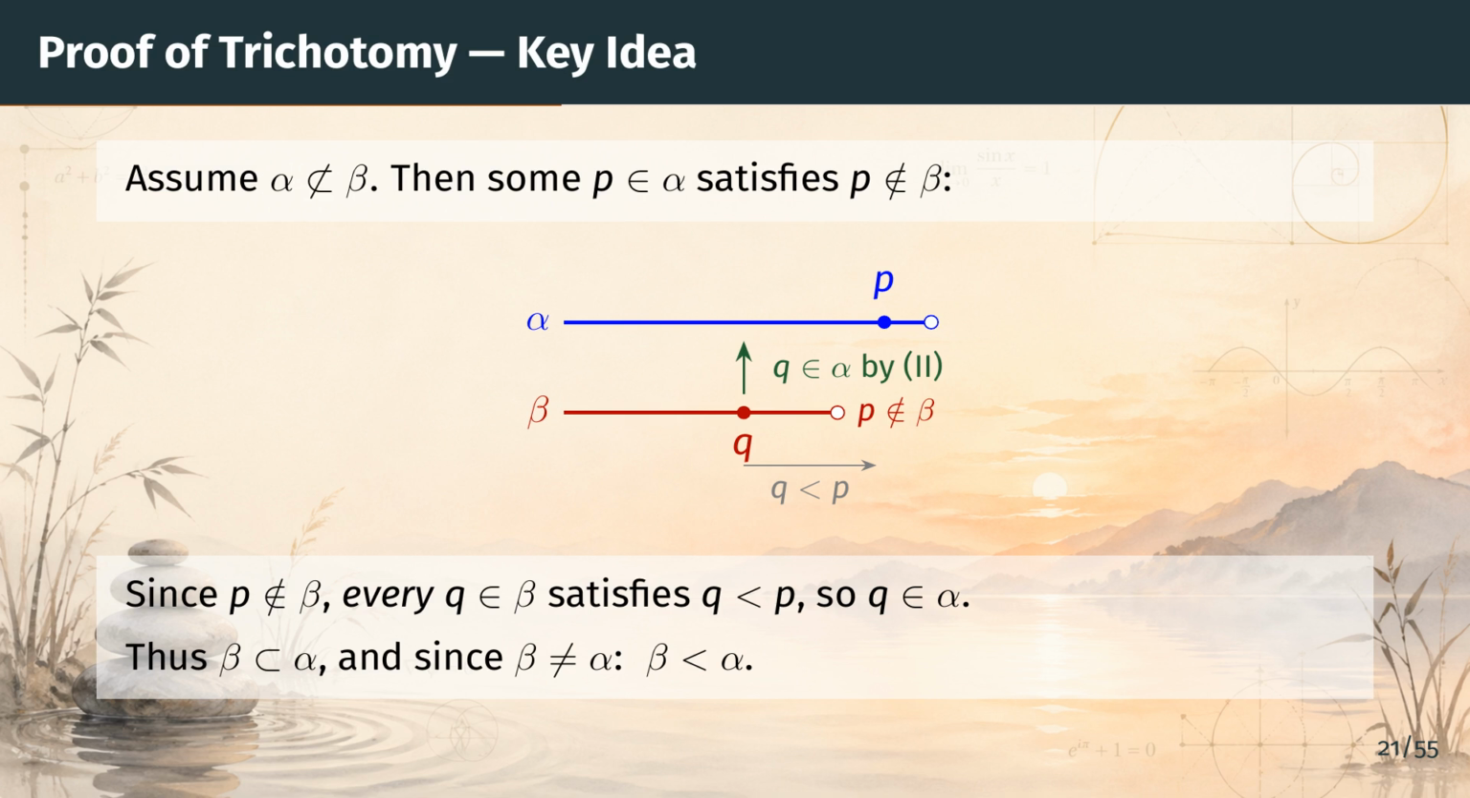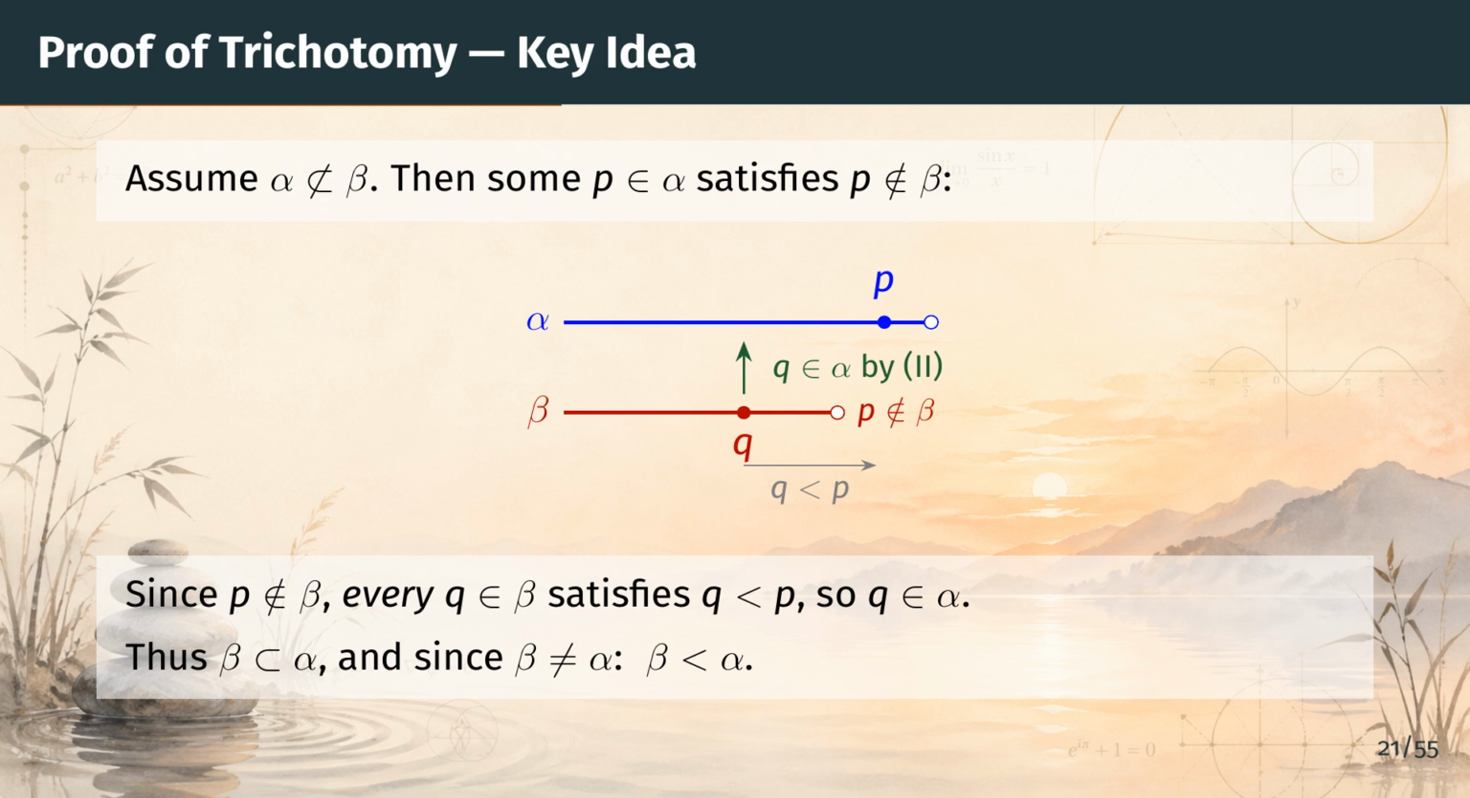The strategy is a dichotomy. Either alpha is contained in beta, or it is not. If it is, we are done. If it is not, we show that beta must then be contained in alpha. There is no middle ground where the two cuts overlap partially.